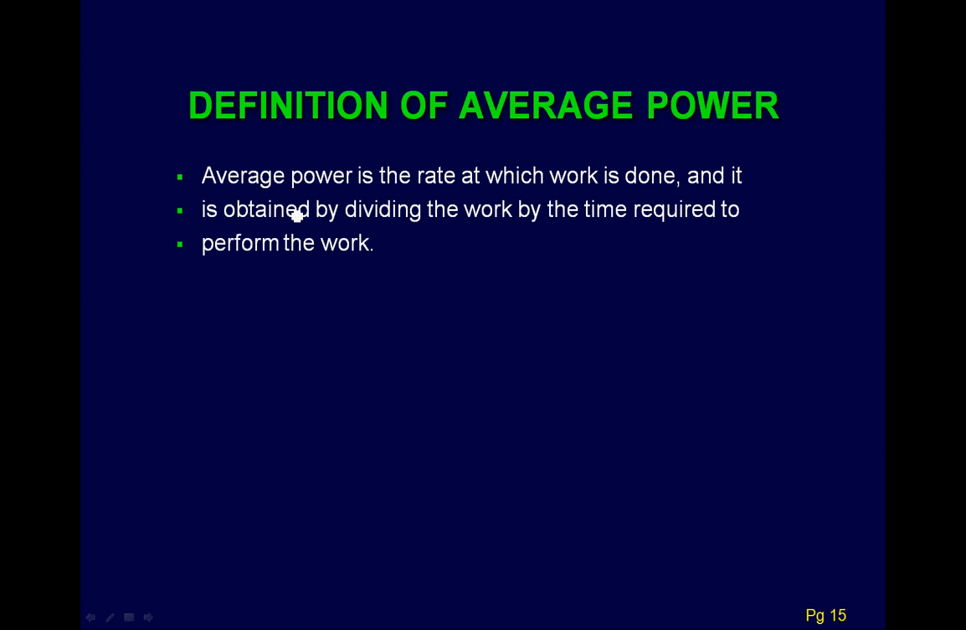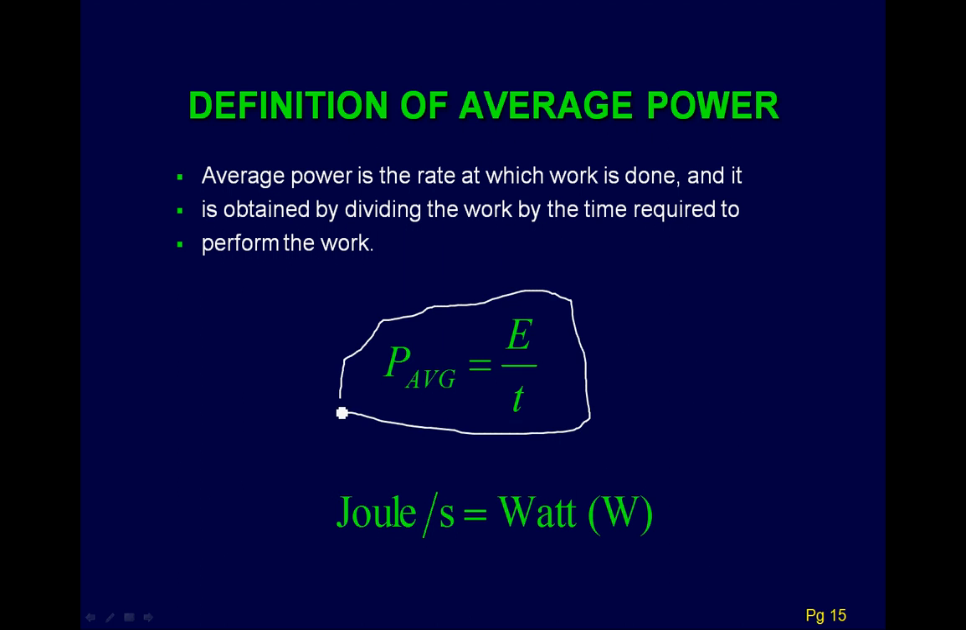We want to talk about power because it's something we're going to be using a lot. The average power is the rate at which work is done. It's obtained by dividing the work by the time required to perform the work. So average power will be energy or work, how much work you're doing, divided by time. This is a new unit, joules per second. You're probably familiar with this from light bulbs and such. This is the watt, the unit of power. So it's how much work you're doing per time.